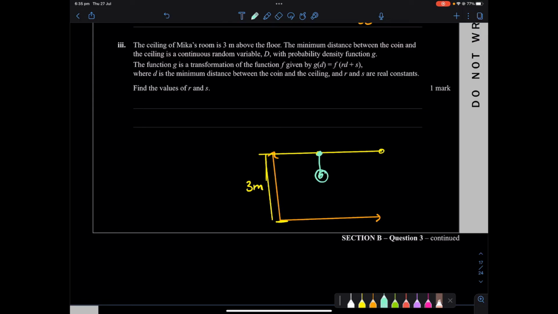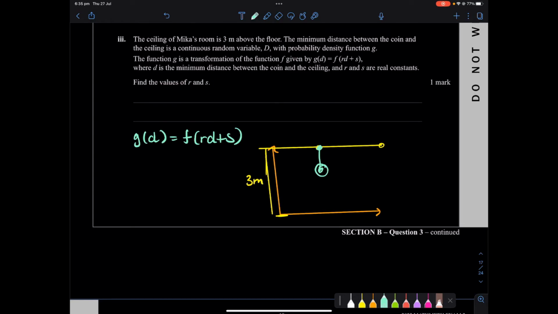Okay, so how can I do this? Okay, g(d), so let me just rewrite that here. g(d) equals f(rd plus s). So the d's are different, by the way. This d in g(d), we'll call it d1. And this d over here, which is d2, plus s. What's the difference between those is, think of them like this.